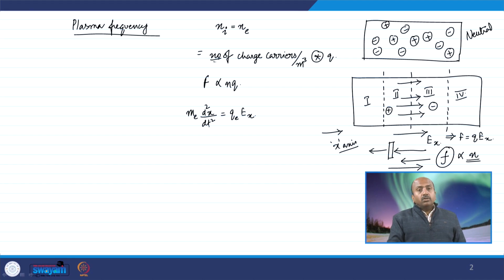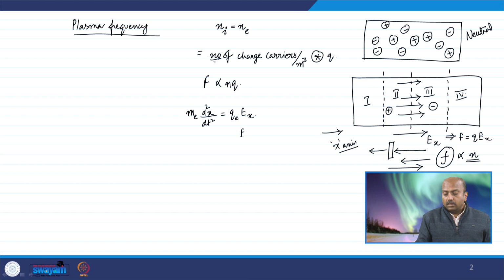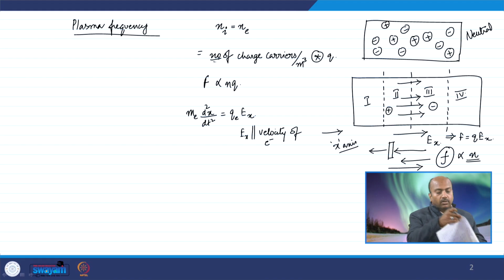And this acceleration should be equal to the force that the electron is experiencing, which is electric in nature because of E_x. E_x is the electric field that has developed in the x direction, and q_e is the charge of the electron. Now we can assume that E_x is parallel to the velocity of the electron, just to make things simple. Now, what is our objective? Our objective is to derive an expression for the frequency of these oscillations.